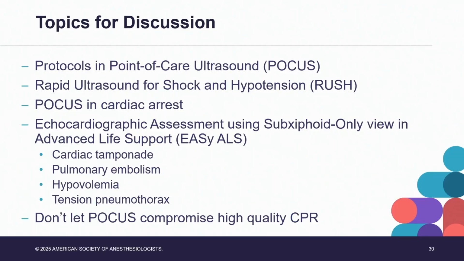So topics that we discussed were protocols and point-of-care ultrasound. We discussed the RUSH exam, or rapid ultrasound for shock and hypotension, POCUS and cardiac arrest. And we reviewed the EasyALS protocol, echocardiographic assessment using subxiphoid only view and advanced life support, specifically looking for cardiac tamponade, pulmonary embolism, hypovolemia, and tension pneumothorax. And always remember, don't let POCUS compromise high-quality CPR.